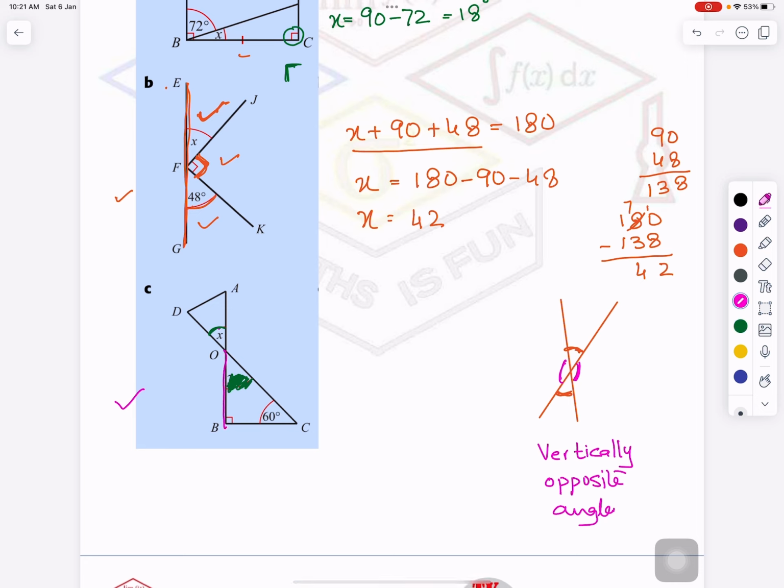Within this, you will apply the concept of sum of the angles of a triangle. So you can name it yourself, because this angle and this angle are the same. So this is also x, vertically opposite angle. After that you can do x plus 90 plus 60 equals 180, and then solve it just like we have solved the above example, right?